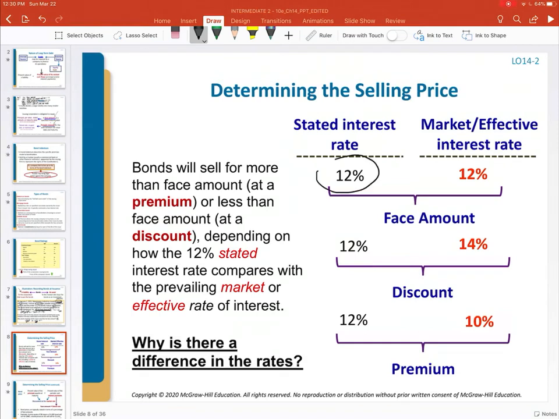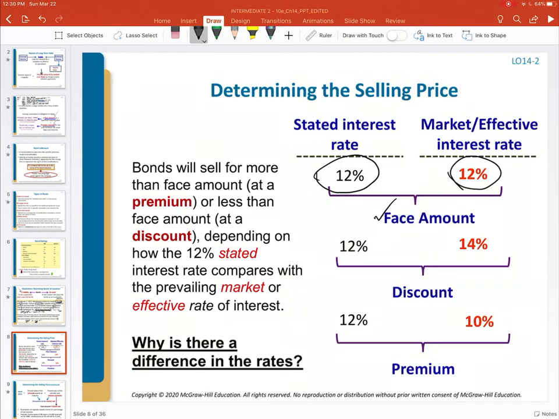Okay, so again, you can see in the example that we had, the stated rate and the market rate were essentially the same. That means that our bond was sold at its face amount. The amount of cash that we received on January 1st was the face amount of that bond, $700,000.